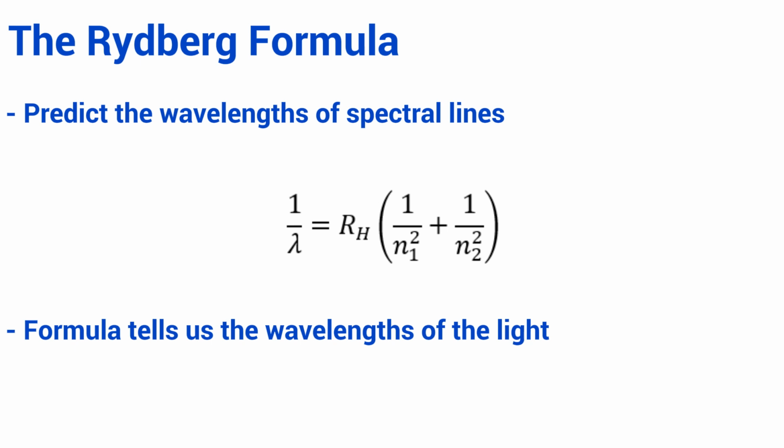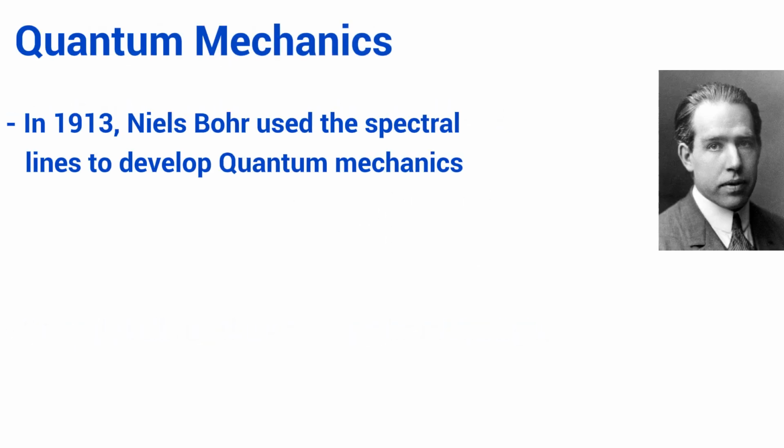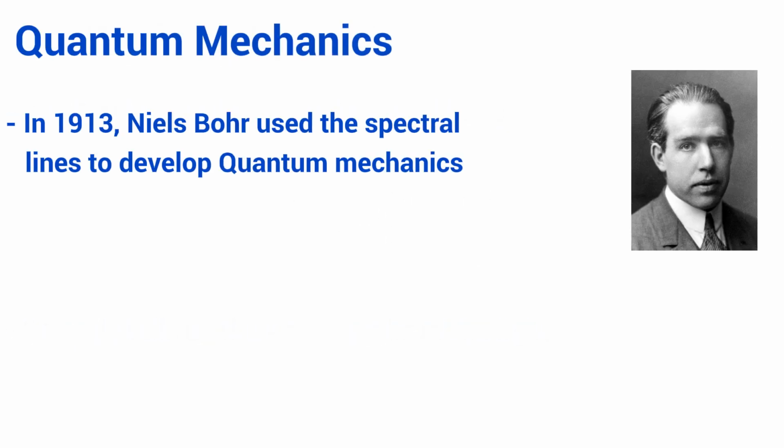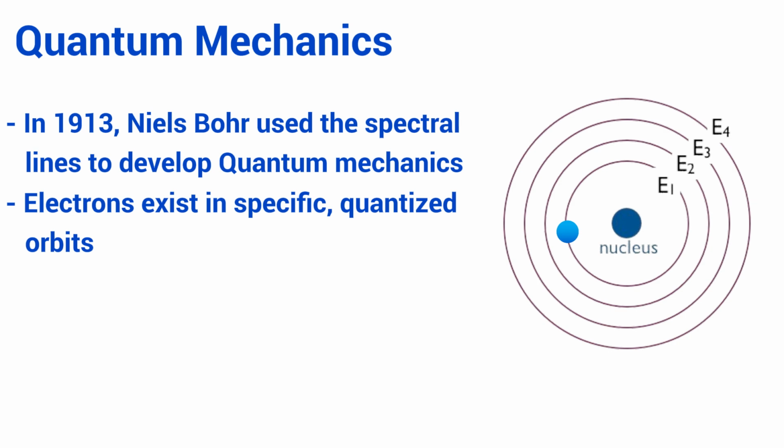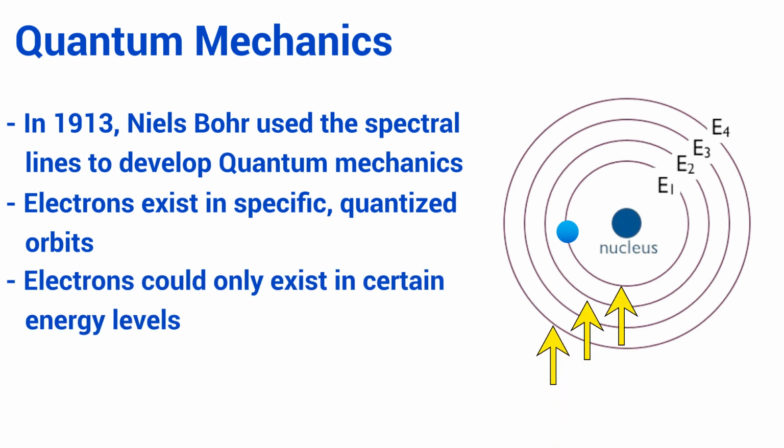In 1913, Niels Bohr used the spectral lines of hydrogen to develop a model of the atom that incorporated quantum mechanics. According to the Bohr model, electrons exist in specific quantized orbits around the nucleus, each with a fixed energy, which means that electrons could only exist in certain energy levels. This idea paved the way for modern quantum mechanics.